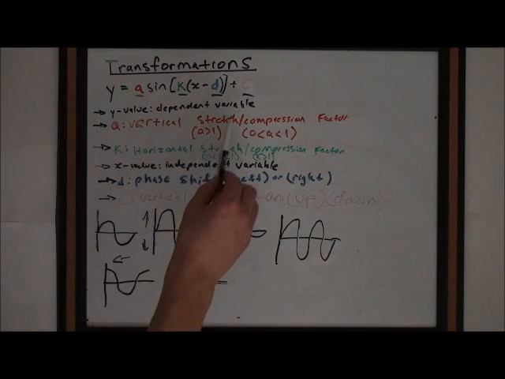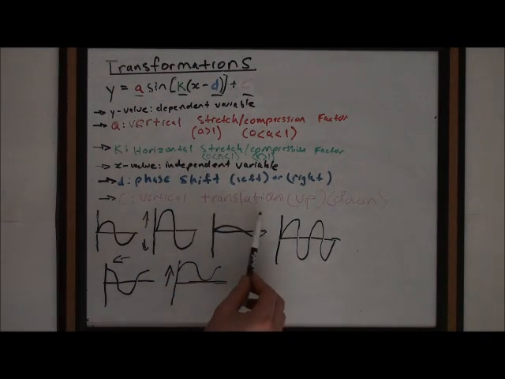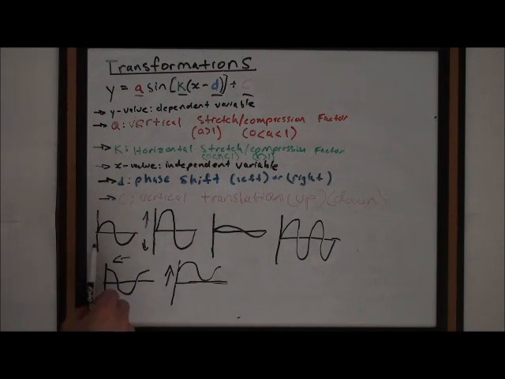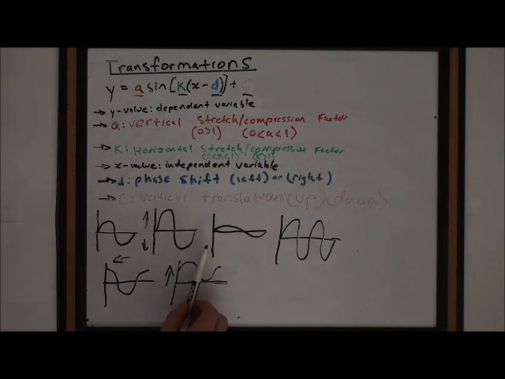Next is your c value, which is your vertical translation. It's how far you move up, down. So in relation to our base sine graph, you can see that this graph has been moved 1 complete unit in the upwards direction. That is it. Now we're ready to get to our example.